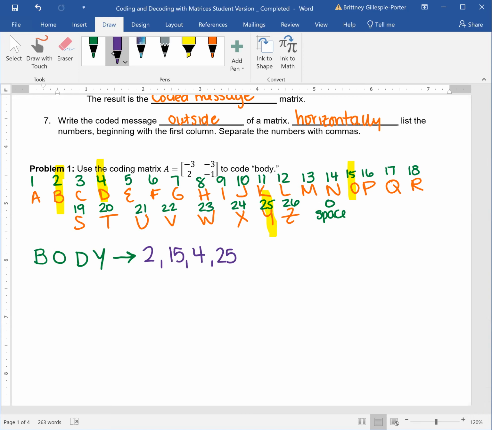Okay. After we have our message converted to numbers, we need to write the message matrix. The message matrix needs to be the same size as our coding matrix, and our coding matrix is a 2 by 2. So our message matrix is going to be a 2 by 2. Start in the top left corner, the main diagonal, and we list vertically. So our first column will be 2, 15, followed by 4, 25.